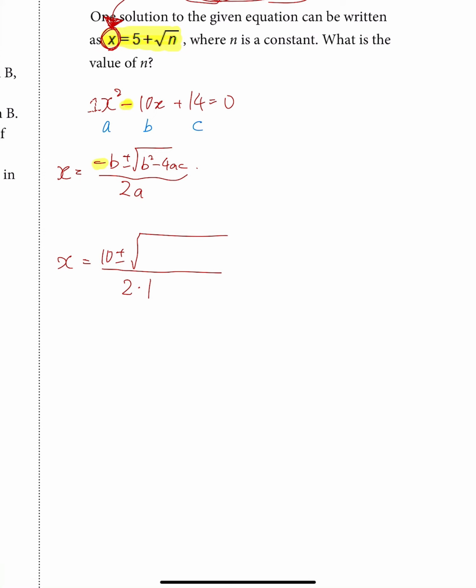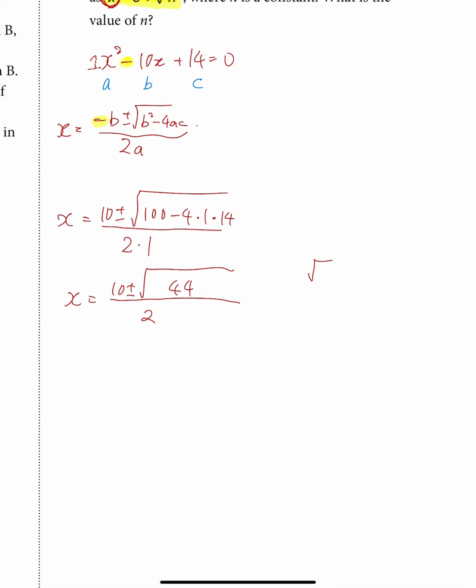What is negative 10 squared? It's 100. Minus 4 times a, which is 1, times c, 14. So 2 times 1 is going to be 2. 10 plus minus root of 100 minus 4 times 1 times 14. If you calculate this, it's going to be 44.